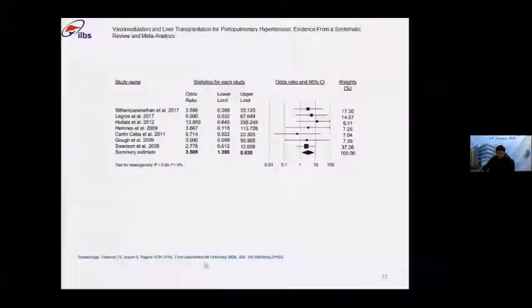So again, vasomodulators and liver transplant for portopulmonary hypertension, evidence from a systematic review and meta-analysis. This meta-analysis published in Hepatology has shown an odds ratio of 3.5 for risk in the vasomodulator group versus vasomodulator plus transplant. So there is a 3.5 times risk in the pure vasomodulator therapy group versus the combined therapy of vasomodulator plus transplant.